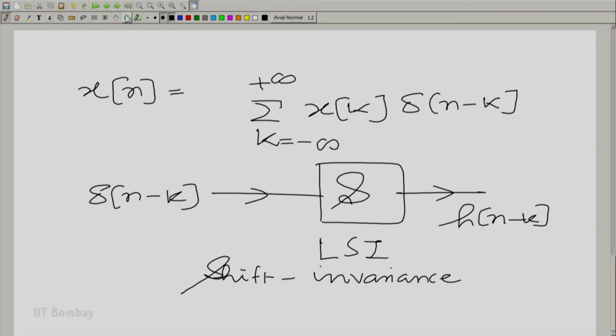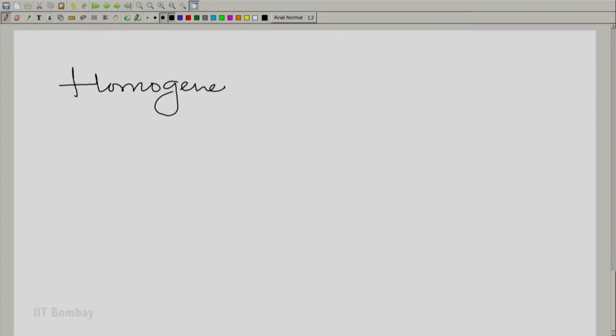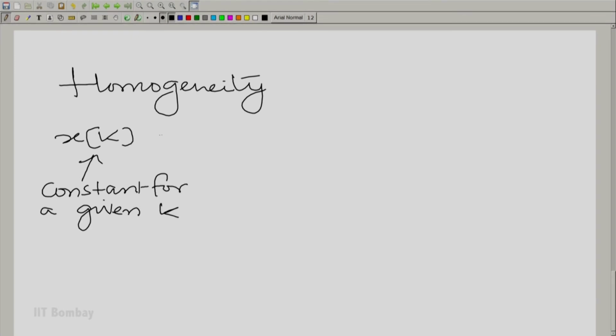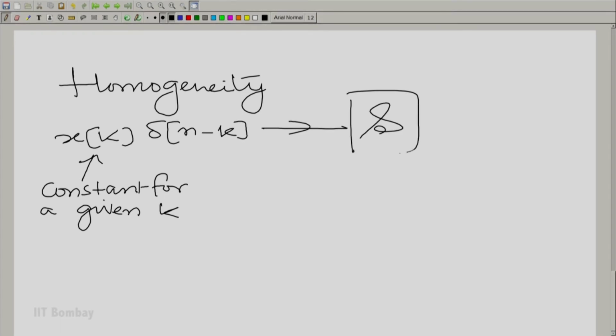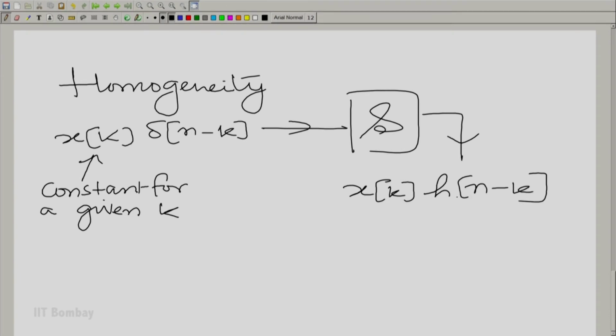Let us now invoke the property of homogeneity. That tells me that if I multiply, now remember, for a given k, x[k] is a constant, if I multiply delta[n - k] by x[k] and give it to the same system, I expect the output to be x[k] times h[n - k].